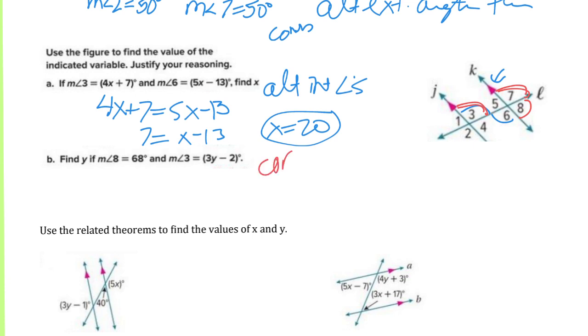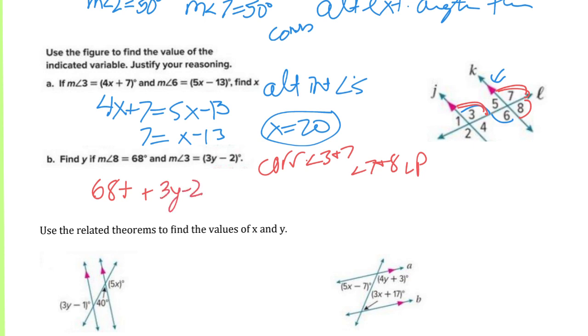So I would say we know that corresponding will help us move in one direction. The second thing we know is that angle 3 and 7 are corresponding. What about 7 and 8? Angle 7 and 8 are a linear pair, and so we know that they are supplementary. So I'm using the given, and then two different theorems, the corresponding angles postulate and the linear pair theorem, to say that 68, which is angle 8, plus the measure of angle 7, which is going to be the measure of angle 3, which is 3y minus 2.